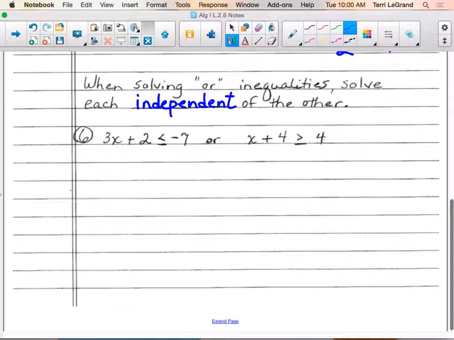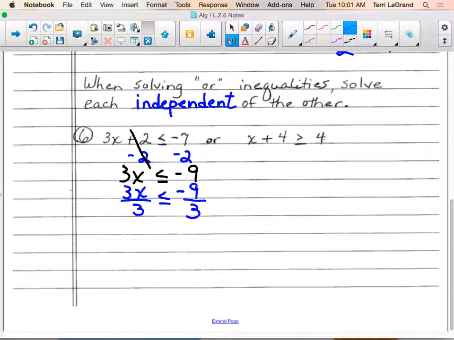First one, what are we going to do? Subtract 2 from both sides. Now we're back to sides because we have simple inequalities. So we now have 3x is less than or equal to what? -9. What's our next move? Divide by 3. Divide both sides by 3. Are we dividing by negative? No. We're dividing into a negative. Does that change the sign? No, it does not. Only when we're dividing by a negative. And do we get -3?